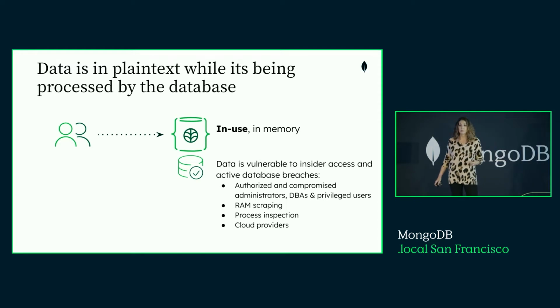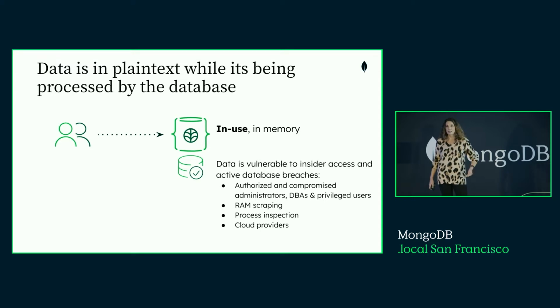whether that be a malicious or just a negligent administrator or DBA, or privileged user, does have access to that data in the clear, and like I said, could either be maliciously leaking that or through negligence leaking that data. You could have malware, such as RAM scraping software, that is in there pulling that data in the clear and exfiltrating it out. Process inspections, and people are also oftentimes concerned about cloud providers who do have access, as well as MongoDB and Atlas, do have access to that data in that clear state in memory.